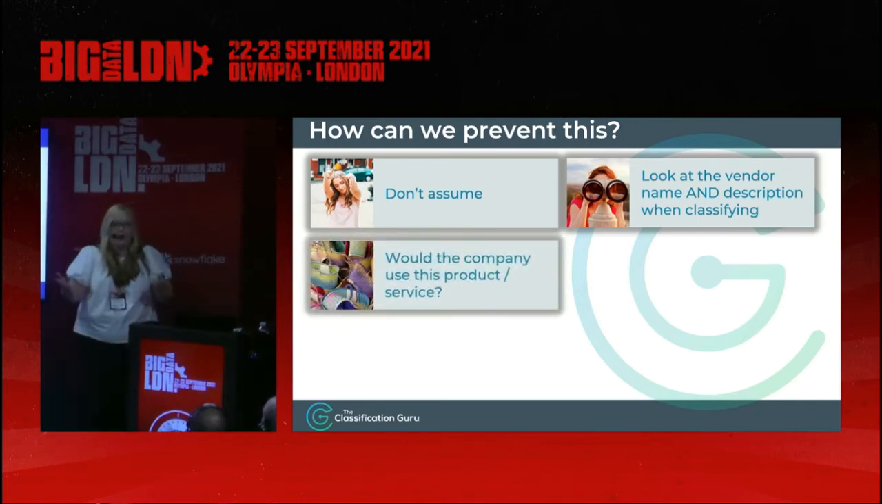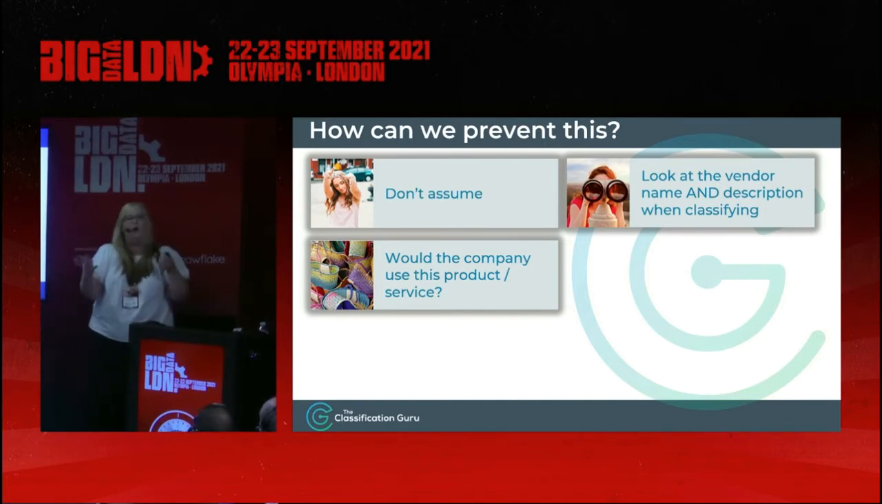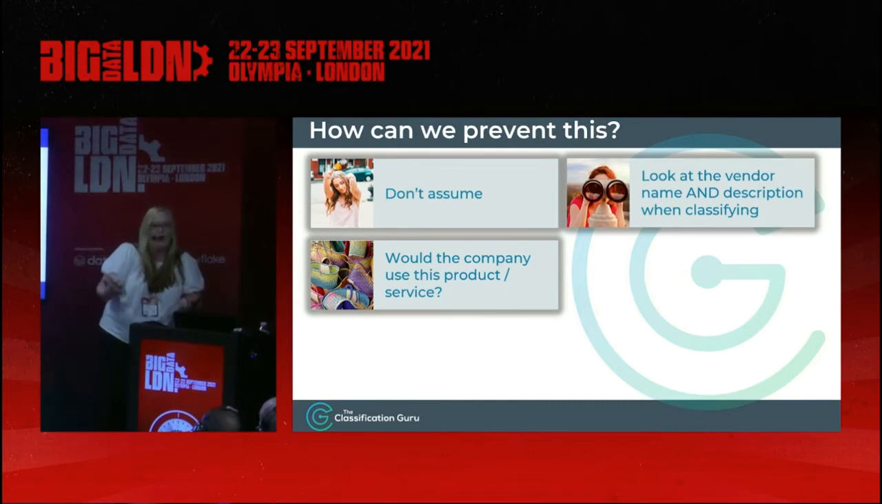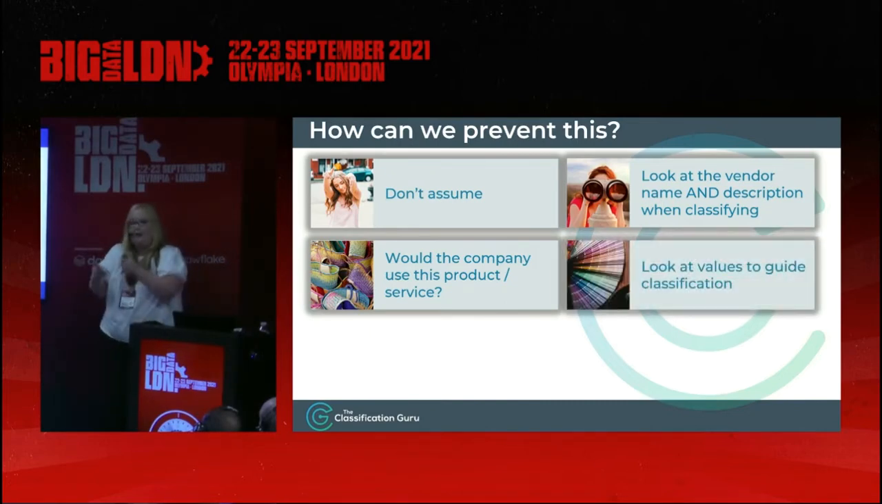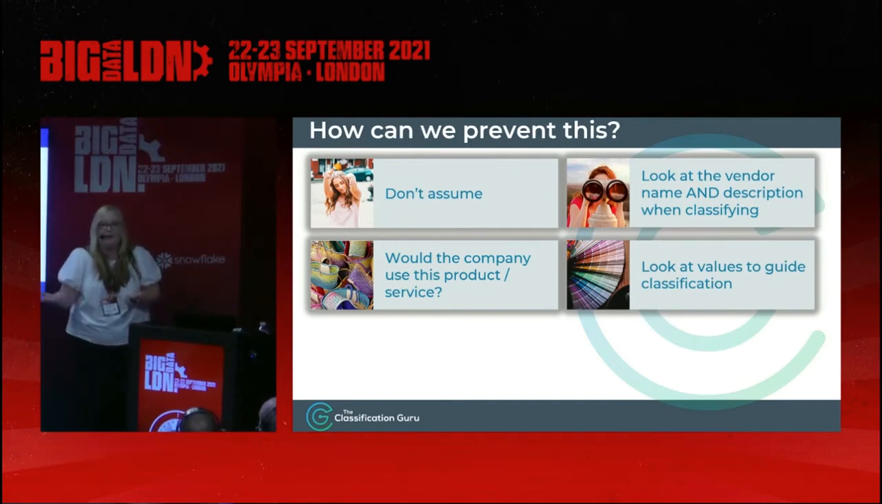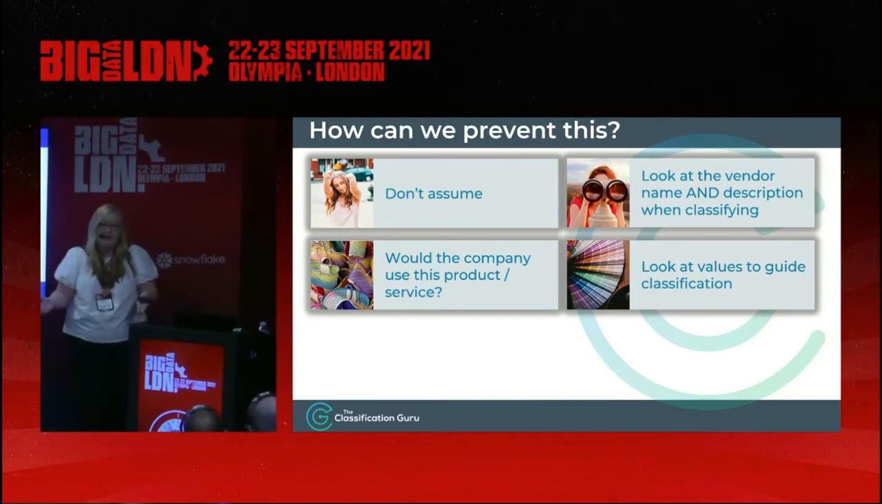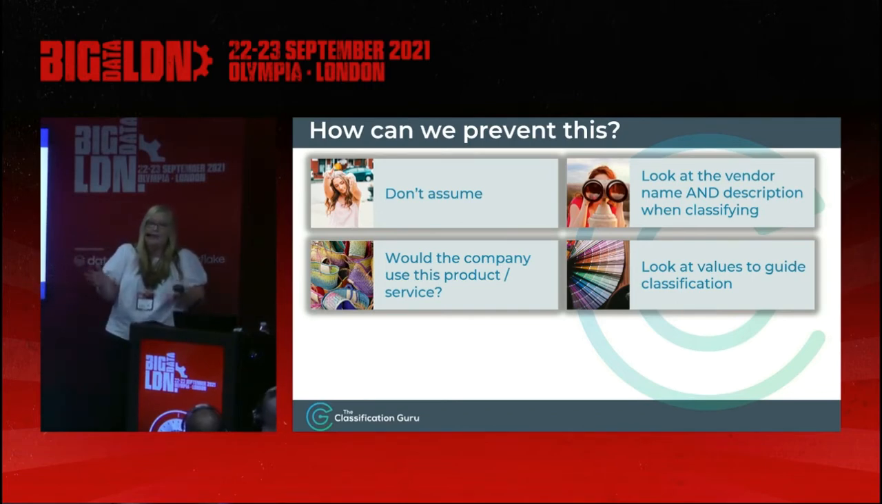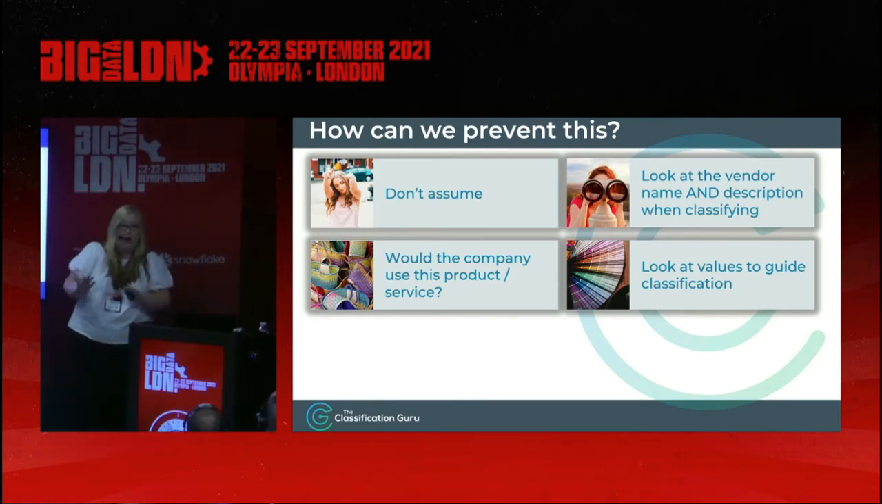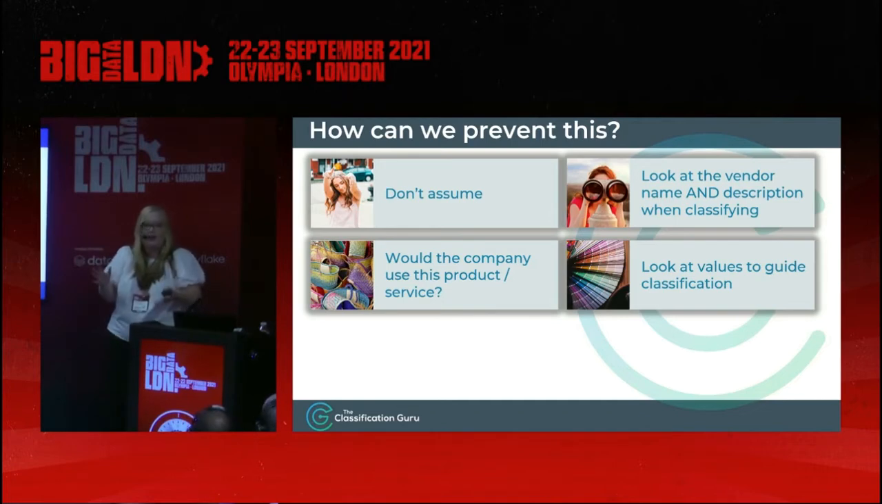Would your company that you're working for use this product or service? It's a really good question to ask yourself. Or if it's a product that you're manufacturing, does it look right? And values as well. When we were talking about currency issues before, values can be a really great guide to help you know if things are right. So for example, when I'm classifying hotels, anything over say $5,000, euros, pounds, I would say it's probably more likely going to be venue hire rather than accommodation. So there's little things that you can use to help you guide and sense check your data.